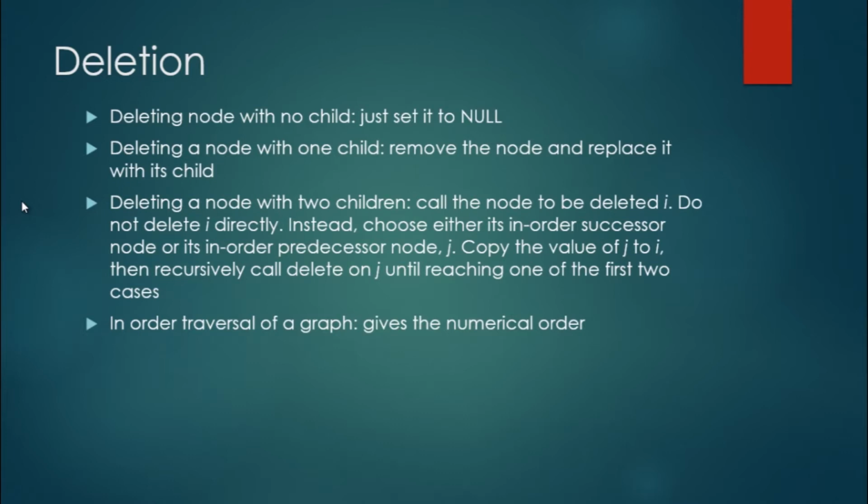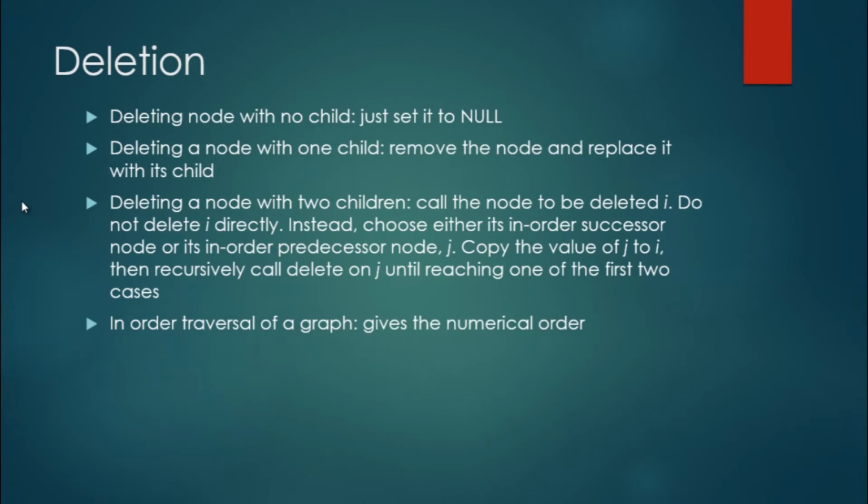Deleting a node with two children is a bit more complex. We call the node to be deleted i, and do not delete i directly. Instead, choose either its in-order successor node or its in-order predecessor node j. Copy the value of j to i, then recursively call delete on j until reaching one of the first two cases. What are these cases? When it becomes a leaf node, and if it's a leaf node we just have to set it to null.